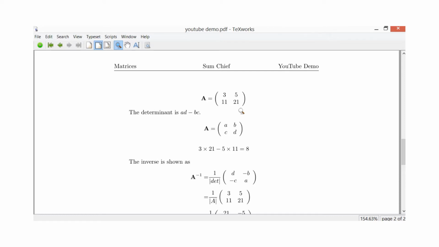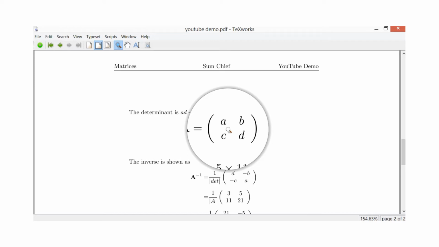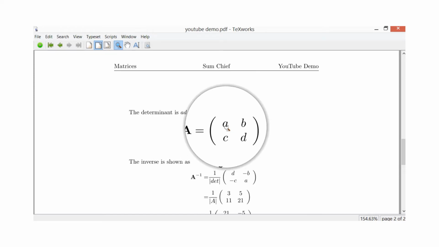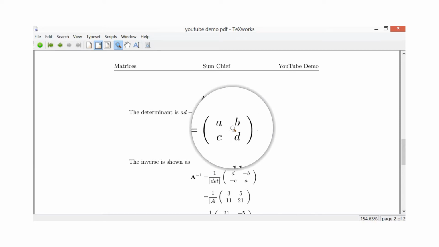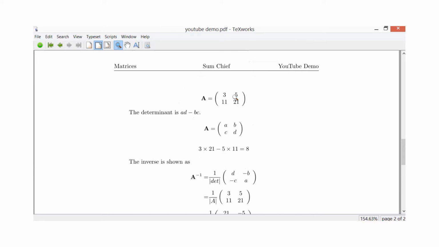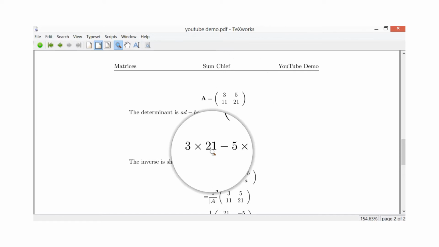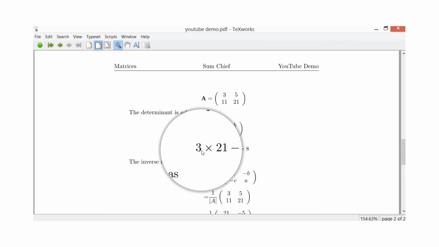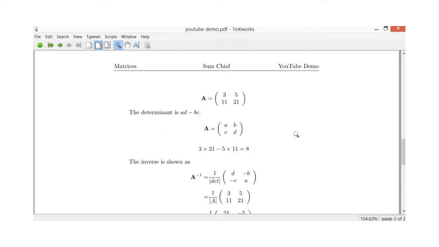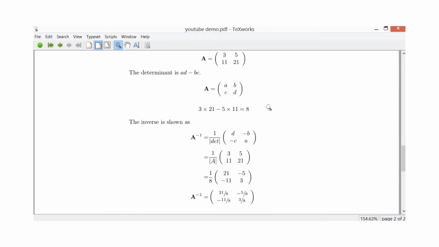So we've got matrix A, which we calculated in our last video. This follows on from that last video. Matrix A is 3, 5, 11 and 21, and we saw that to calculate the determinant is AD minus BC. So if matrix A is A, B, C, D with those variables, the determinant is A times D minus B times C. So here we've got 3 times 21 minus 5 times 11. I've written that down here for you, highlighted with the magnifier: 63 minus 55 equals 8. That's pretty straightforward stuff. We did that in the previous video, just further confirmation for you if you didn't see it.